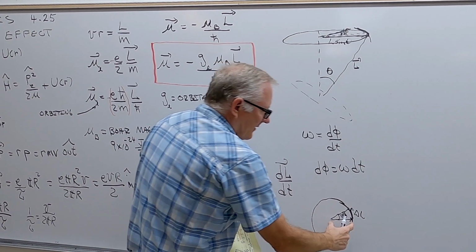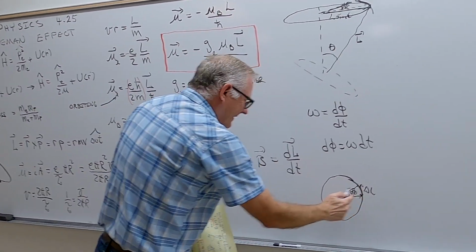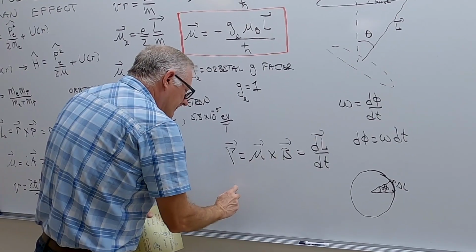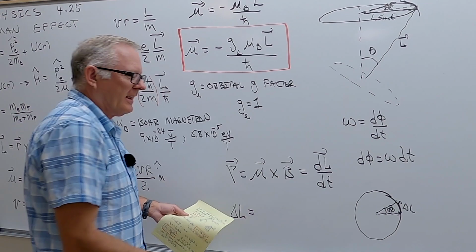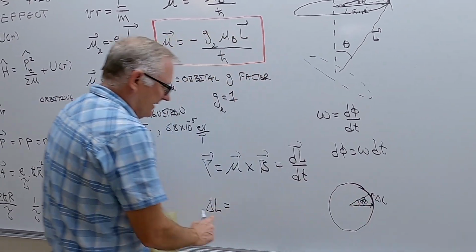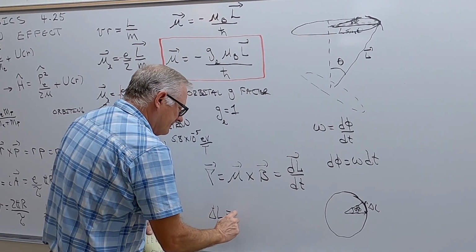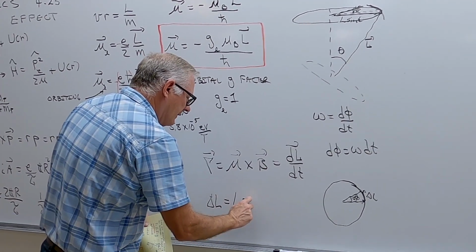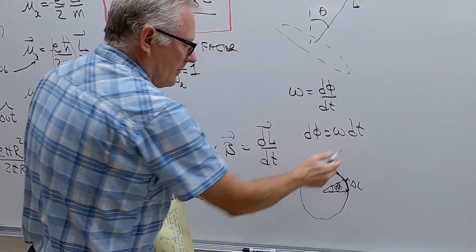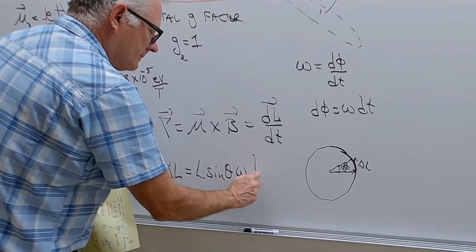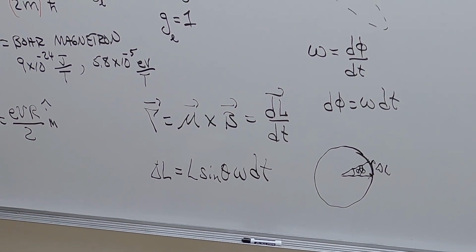So if this is L sine theta, we can get delta L. Delta L is equal to S, just like S equals R theta. There's my S, which is delta L, equals R, which is L sine theta, times d phi. But my d phi is omega dt. Okay, so there's your delta L right here.